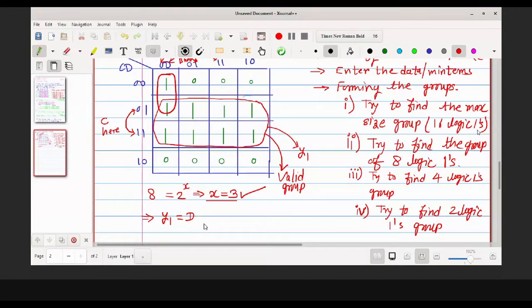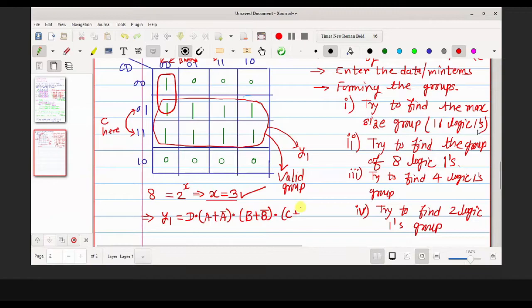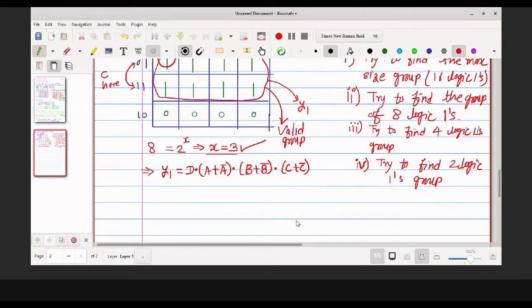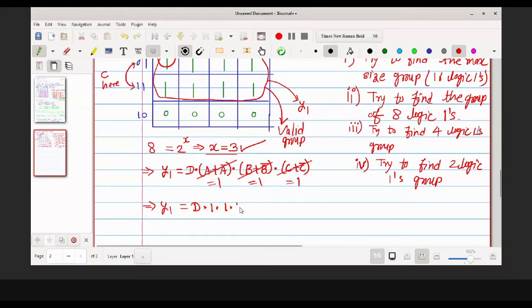So basically what is happening here, you can write it down like this: D into (A plus A bar) into (B plus B bar) into (C plus C bar). We are aware of the fact that this is nothing but 1, this is nothing but 1, and this is also nothing but 1. So finally, my y1 is D into 1 into 1 into 1. So D into 1 is D. Then what is remaining?